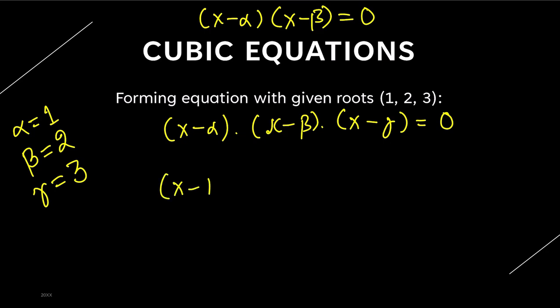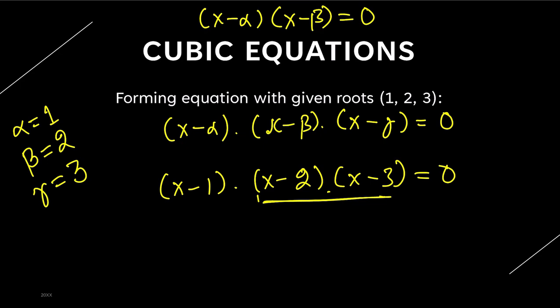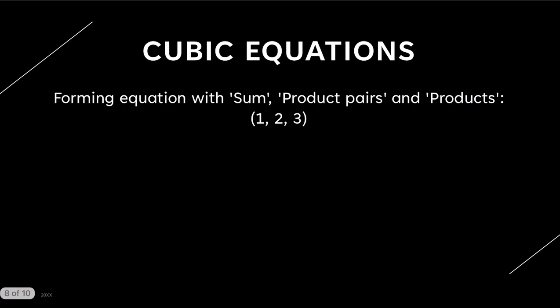Or in our case, (x − 1)(x − 2)(x − 3) is the required cubic equation. You can solve it by multiplying these two brackets first and then finally multiplying by this. This is the first method. If three roots are given to you, then how to find a cubic equation? This is another way of finding it, by using the sum, product pair and product, right?